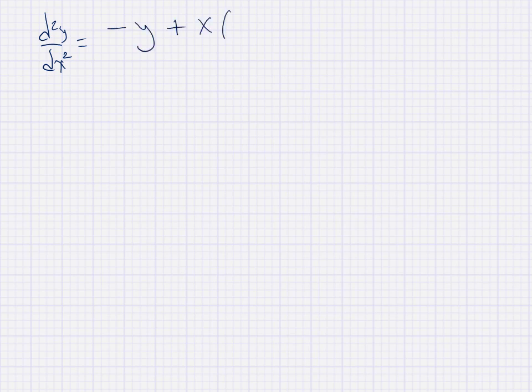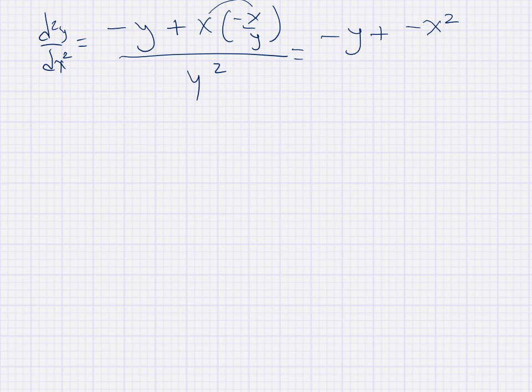So again, we have the second derivative is equal to, what did we say it was? It was negative y plus x times negative x over y, over y squared. Okay. And so what I'm going to do is I'm going to have to multiply this in here. So we're going to have negative y plus negative x squared over y, all over y squared.